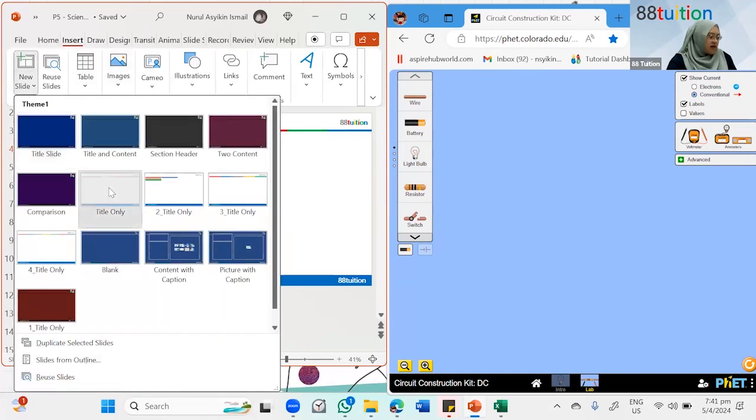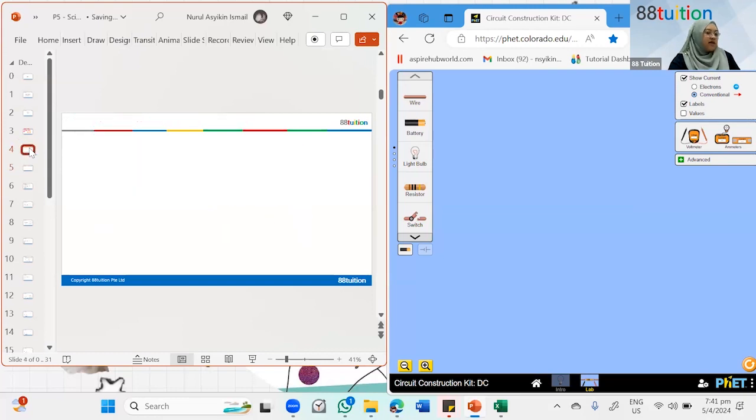New slide, title only. Okay, let's go to our parallel circuit arrangement. Same thing also, we write the heading first. Parallel circuit arrangement.